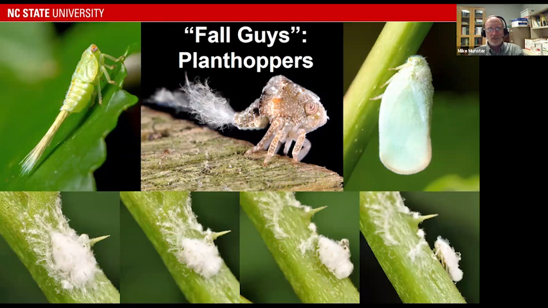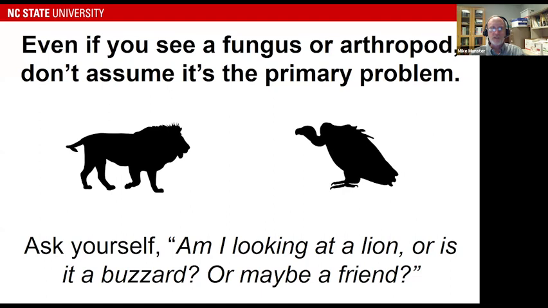I'd like to introduce at this point a concept that our turf pathologist, Lee Butler, introduced to me 2 years ago. Basically, if you see a fungus or an arthropod, don't assume it's a primary problem and ask instead the question: am I looking at a lion or a buzzard? Or maybe it's a friend. If you see a carcass on the side of the road with buzzards at it, you would not say, "Oh, look, the buzzards killed that poor deer." No, they were just coming in on the carrion. It was something else that was responsible.